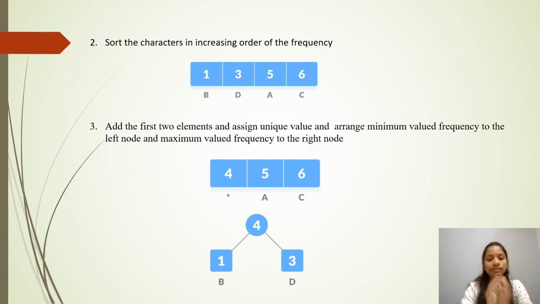Then at first we have to add the first two elements, the first two characters. So according to my example, 3 plus 1 is 4. I have assigned 4 as a new value, and for 4 I have assigned a new character, that is star. When we add both, we get the value 4. Then the minimum value is placed in the left subtree and the maximum value is placed in the right subtree. So first we add two elements, assign a new value, and arrange the minimum frequency to the left node and the maximum frequency to the right node.